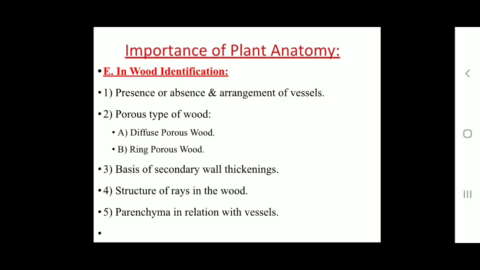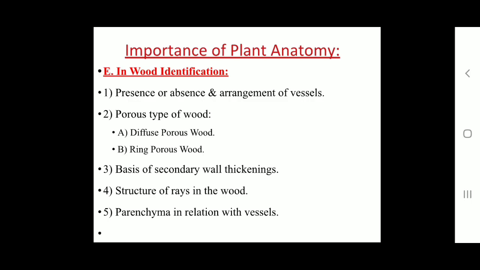Then third point, on the basis of secondary wall thickenings, the primitiveness or advancedness of wood can be confirmed. Thickenings may be annular, spiral, scalariform, reticulate, simple and bordered, pitted, etc. Then number 4, structure of rays in the wood is also a criterion for identification of wood. Example, uniseriate rays in coniferous wood, while dicot wood may be one or many cells wide. Ray height also changes from one species to other.